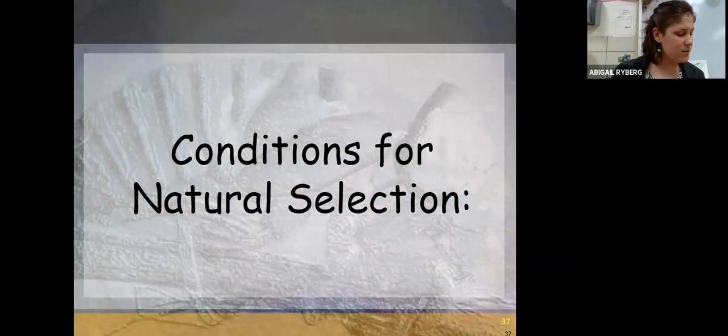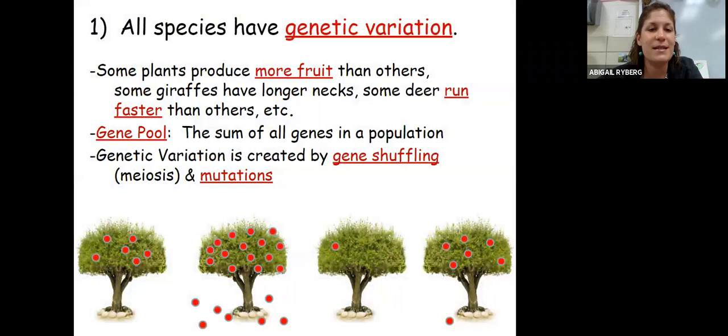Yes, okay, so there are some specific conditions for natural selection to occur. And he listed these 5 things. So the first one is that all species have genetic variation. So some plants produce more fruit than others, some giraffes have longer necks, some deer run faster than others, etc. And so we need that genetic variation for evolution to occur. So basically, there needs to genetically be individuals that are most fit to survive and have more babies.